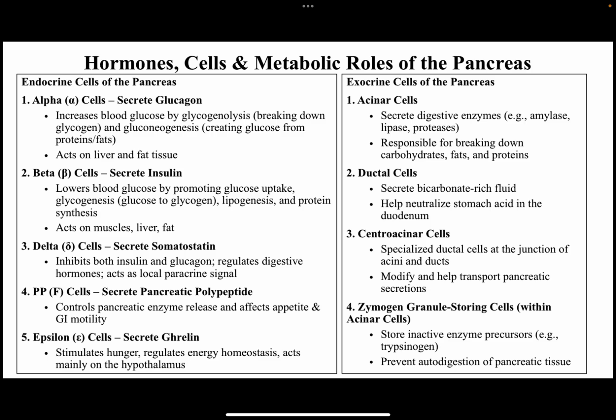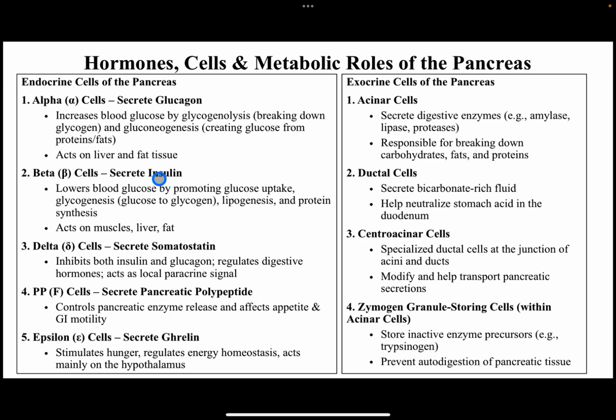And you realize that these two processes would all help to increase your blood sugar level. And that is why we say that the alpha cells secrete glucagon, and glucagon works to increase your blood sugar level. Now, the next cell is the beta cell. Beta cells will do the opposite of the alpha cells. So let's look at what the beta cells do.